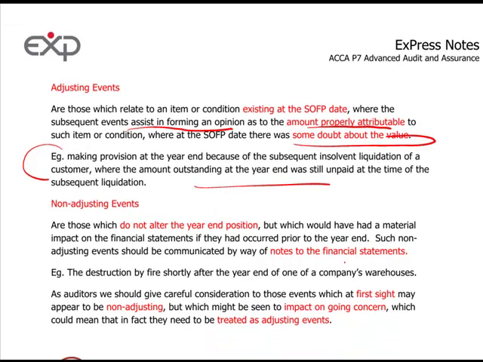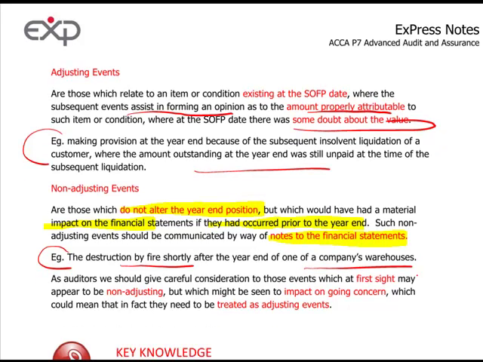Non-adjusting events are those which do not alter the year-end position, but which would have had a material impact on the financial statements if they had occurred prior to the year-end. Such non-adjusting events should be communicated by way of notes to the financial statements. And this is where your audit reporting comes in. Has that note been put in? And if it has been put in, has it been adequately put in? Okay, and there's a good example in the notes here, a destruction by fire of one of the company's warehouses.